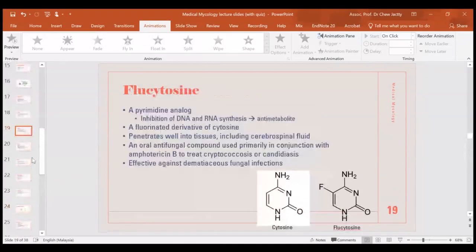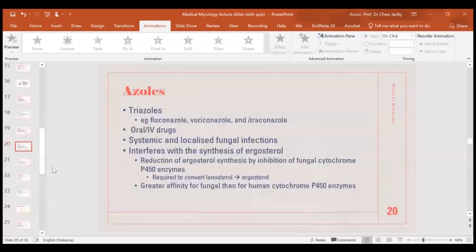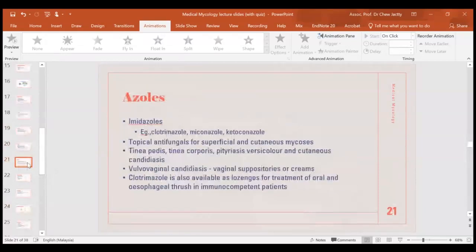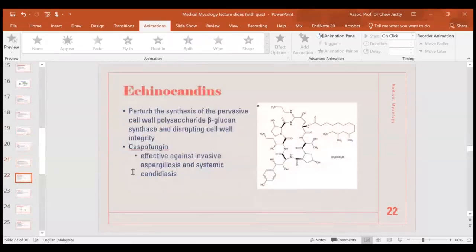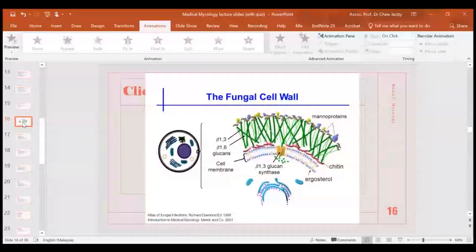Okay, so we have already talked about flucytosine before. This is an antimetabolite, very similar to the pyrimidine structures. We talk about azoles, echinocandins. Examples of echinocandins include caspofungin. What it does is affect the synthesis of the cell wall polysaccharide beta-glucan synthase and disrupt the cell wall integrity. So this is what I mentioned just now, the beta-glucan synthase, which is targeted by echinocandins.